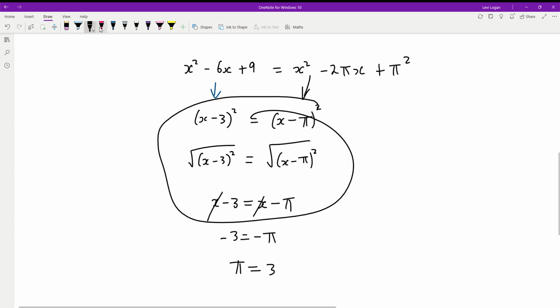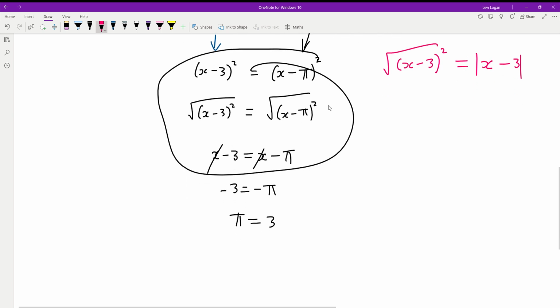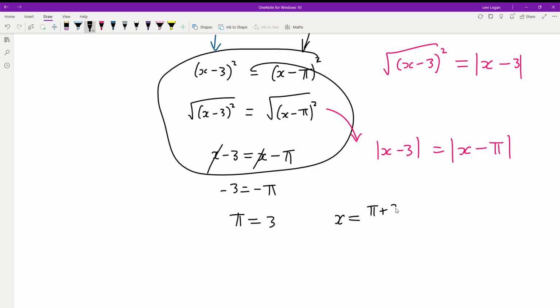So when you take the square root of something, technically it will become the absolute value of that thing. So when we take the square root of this expression here, it will be the absolute value of x minus 3. Okay? And that will be the same with this expression here. So the correct step is to have x minus 3 is equal to x minus pi, all in absolute values.